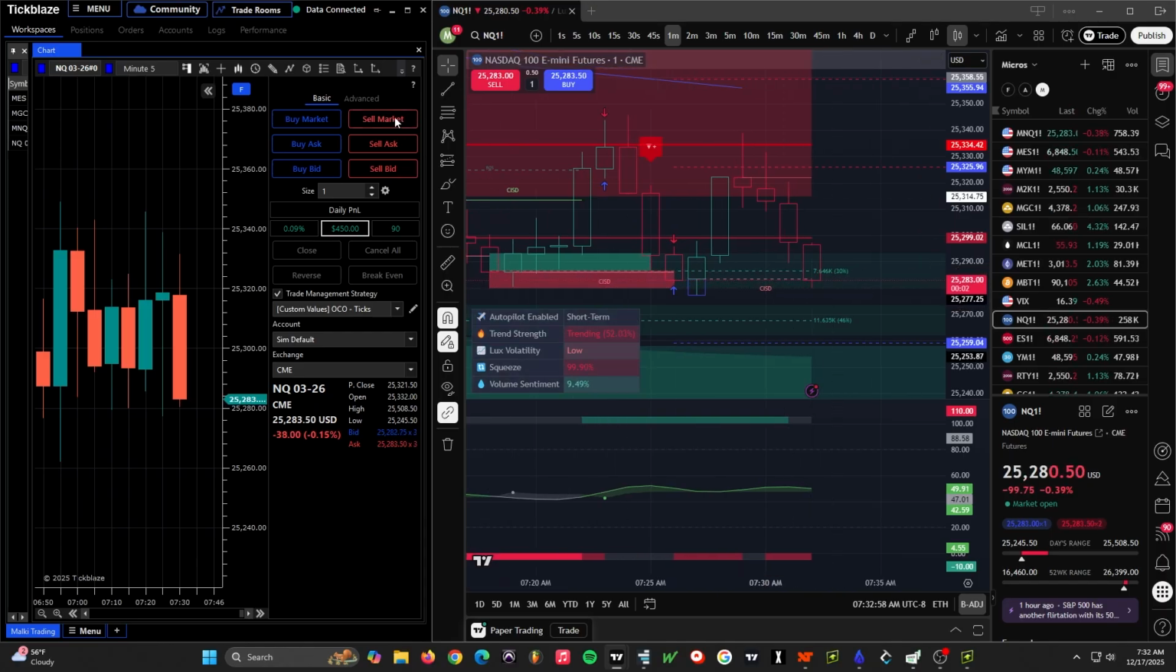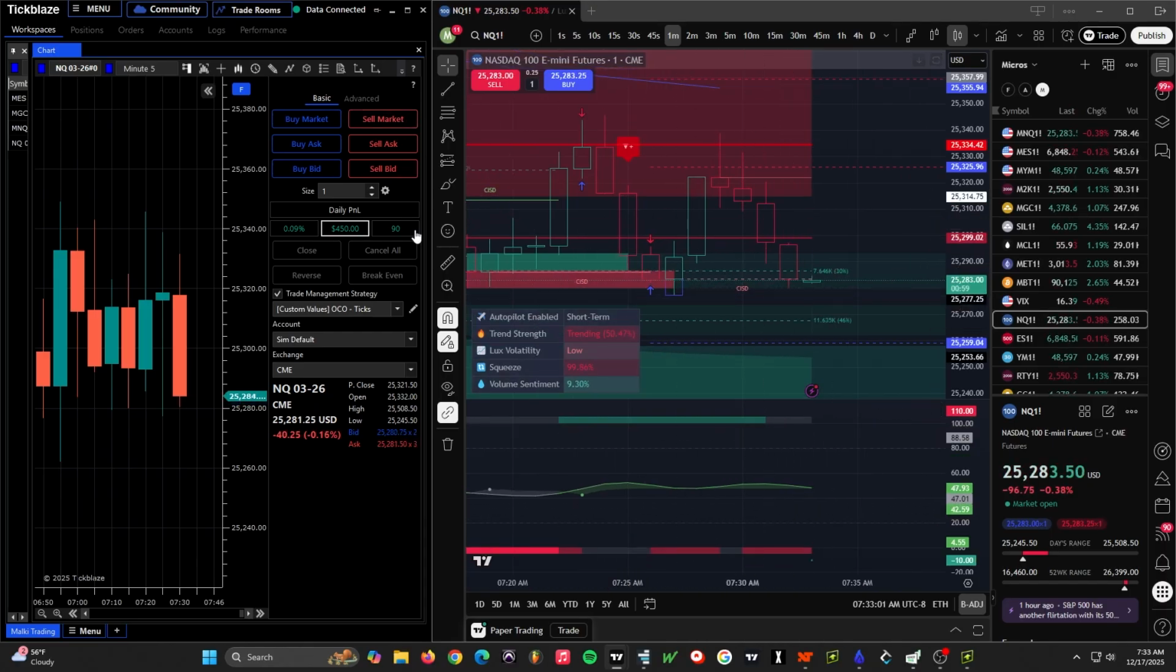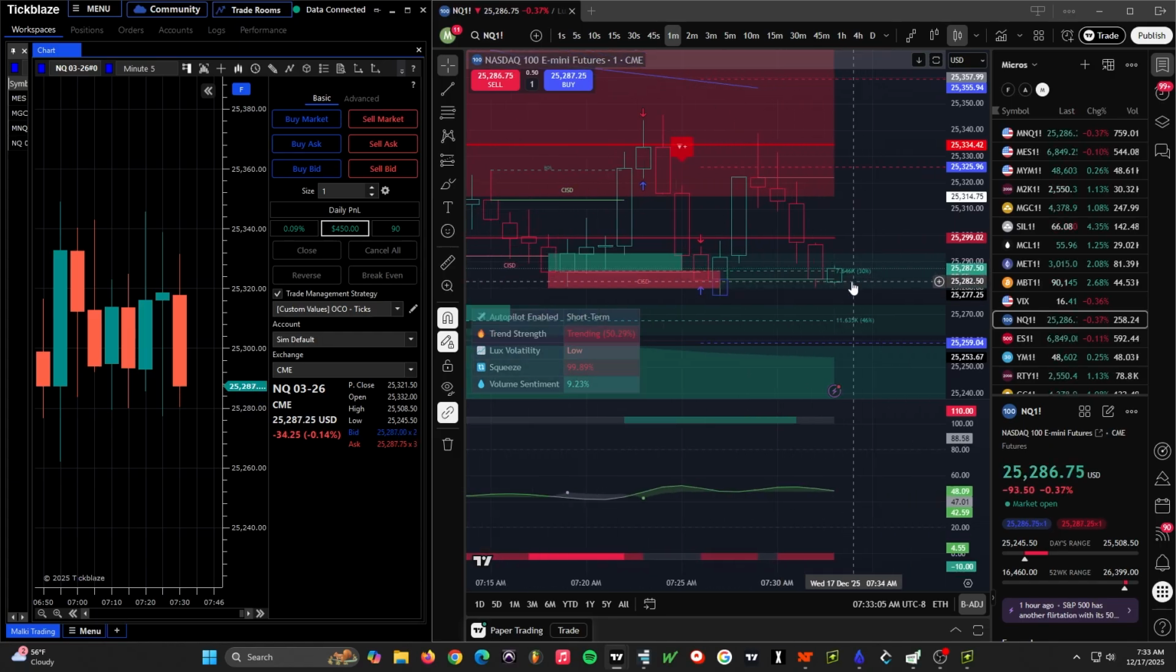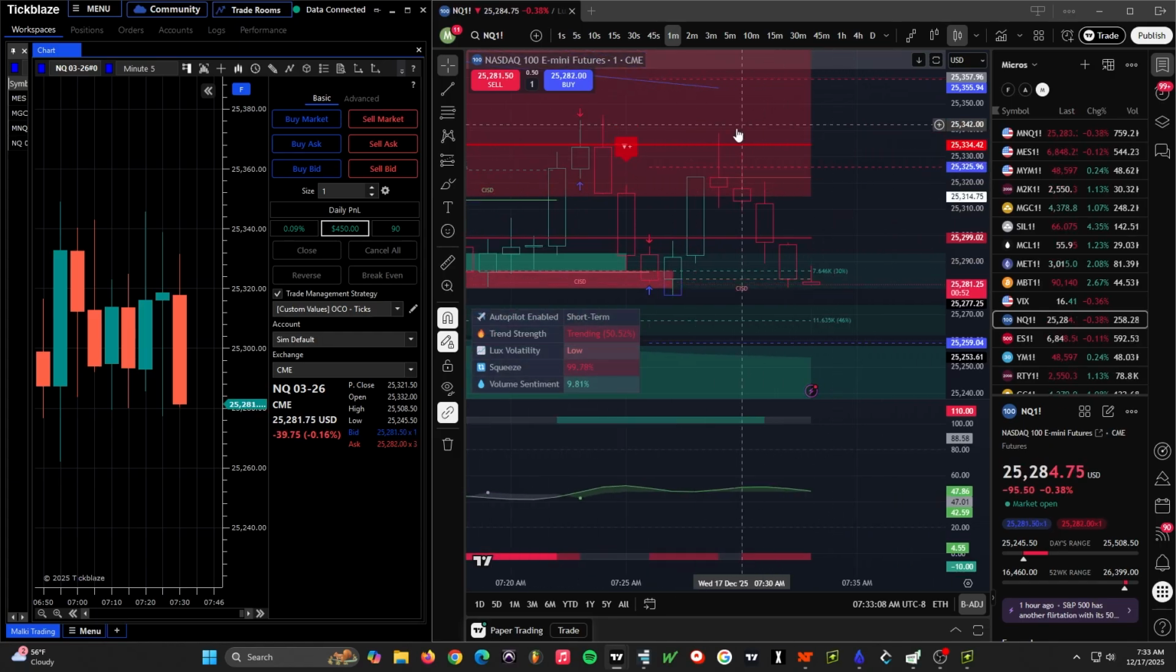Now, this is technically a short. I would definitely take this short. Even though it's technically not, it just bounced here though, so that's why I'm a little bit scared too. But I would take this short, if I was a gambling man.